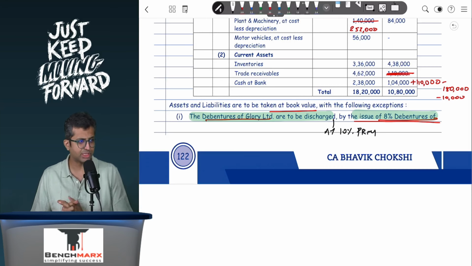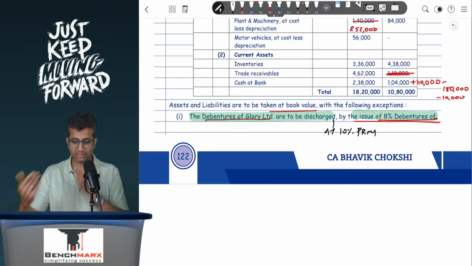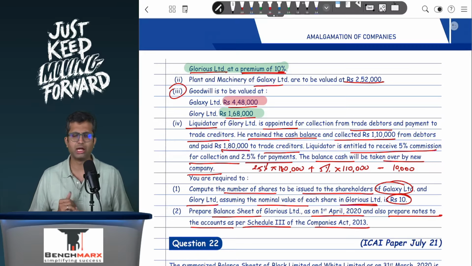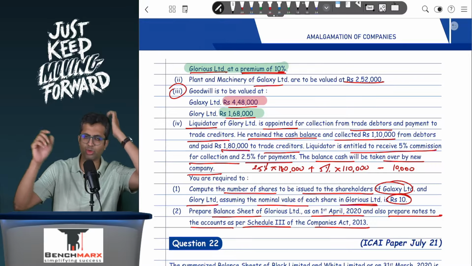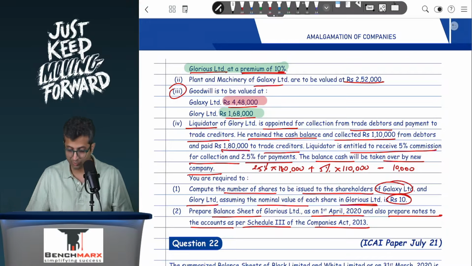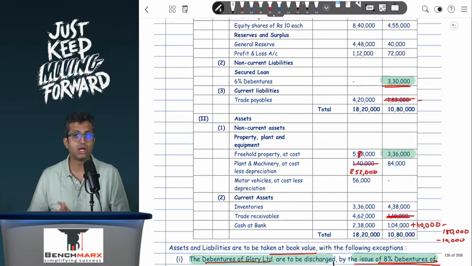However, they have not told you that the debentures of Glory are to be discharged at a 10% premium. They have just said debentures of Glory are to be discharged, which means 3 lakh 30 of debentures are to be discharged at 3 lakh 30. Just that you will issue the 8% debentures of Glorious at a premium of 10%. So maybe the issue price of this new debenture is 110. So if 3 lakh 30 is equivalent to 110, then 100 is how much? So that is 3 lakh, and 30,000 is the securities premium. So over here, I will still take 3 lakh 30,000 only.